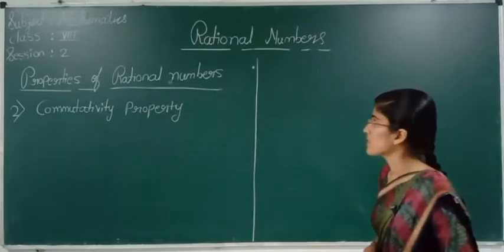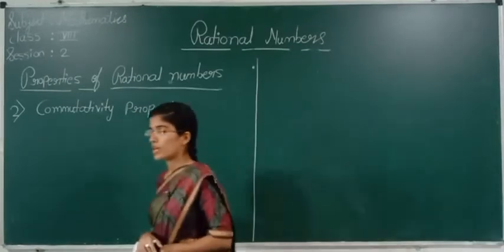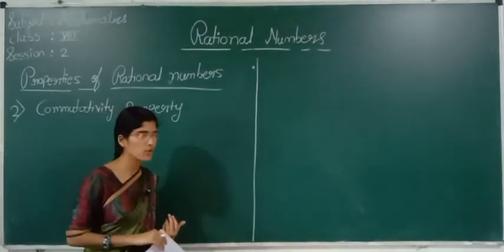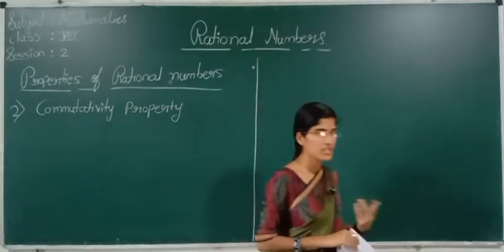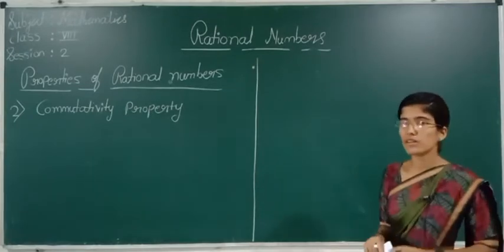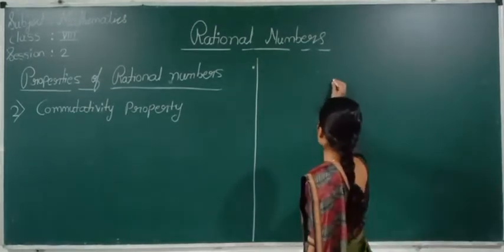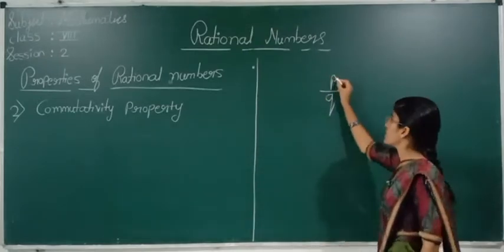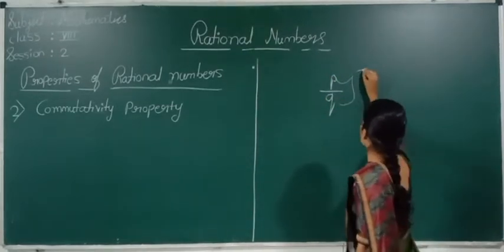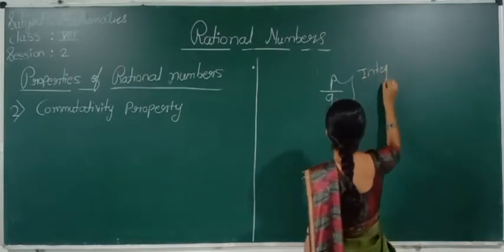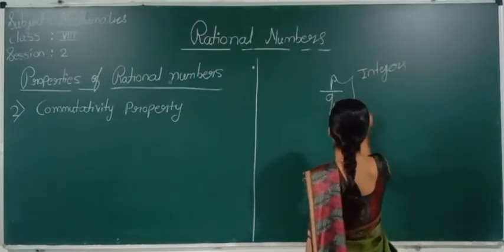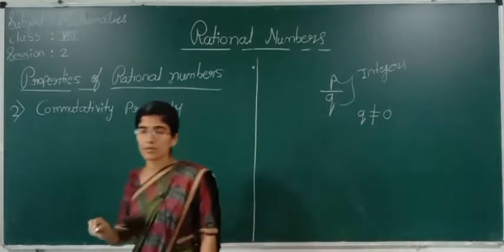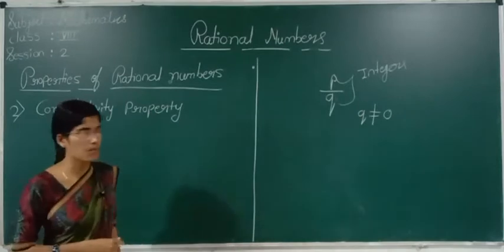In last class we saw what rational numbers are, and we saw the first property of rational numbers, that is closure property. So we will just revise what a rational number is. Any number which can be expressed in the form of p by q, where p and q are integers and q should not be equal to 0. This is nothing but the definition of a rational number.